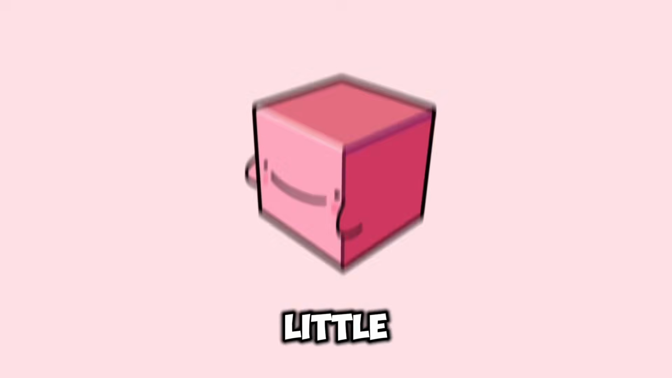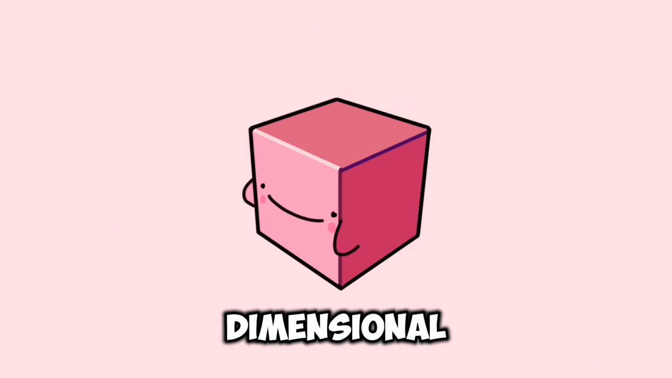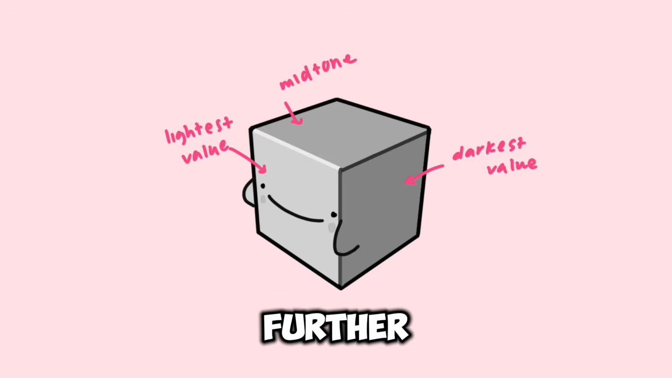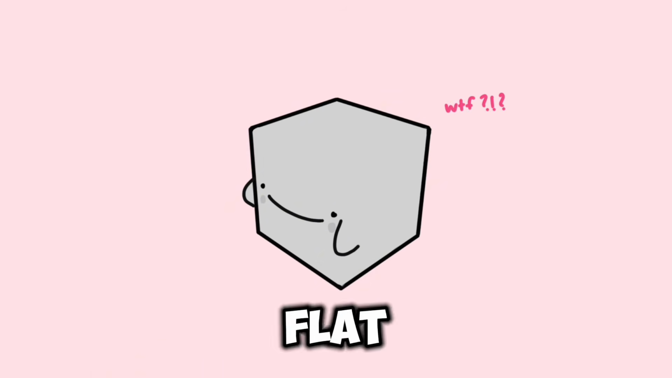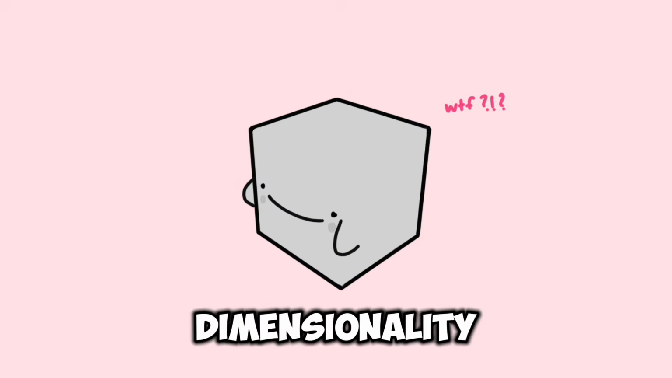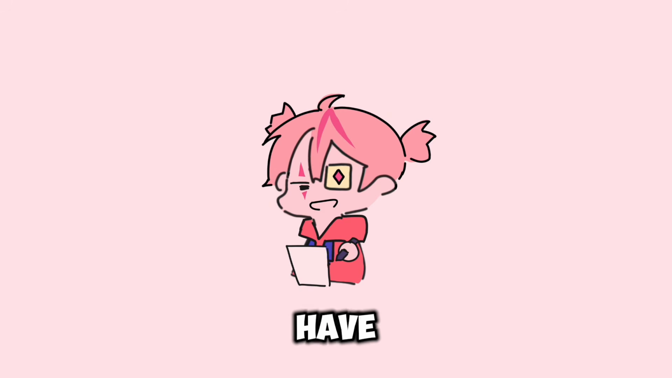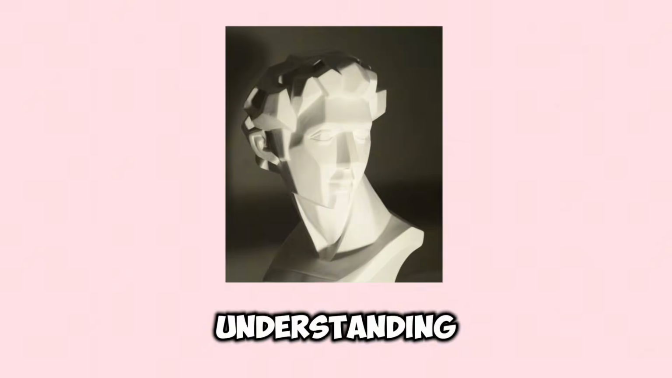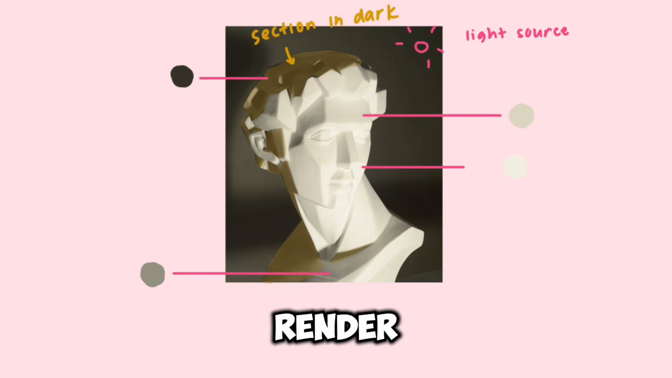See this silly little cube? Very cute, very squishy, very three-dimensional. As you can see here, these different varieties of values help to further highlight the different planes of the cube. Without these differentiating values, this cube becomes flat and it loses its three-dimensionality. Like the cube, we people have different planes on our face, just a lot more. And understanding how to place these values will help you substantially when you're trying to render.